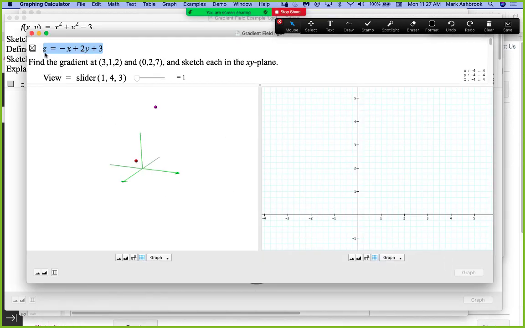So here's a surface. Z equals negative x plus 2y plus 3. So we're going to find the gradient at these 2 points. So we got 3, 1, 2, and 0, 2, 7. Those are 2 different points on this surface. What's the gradient at those 2 points?